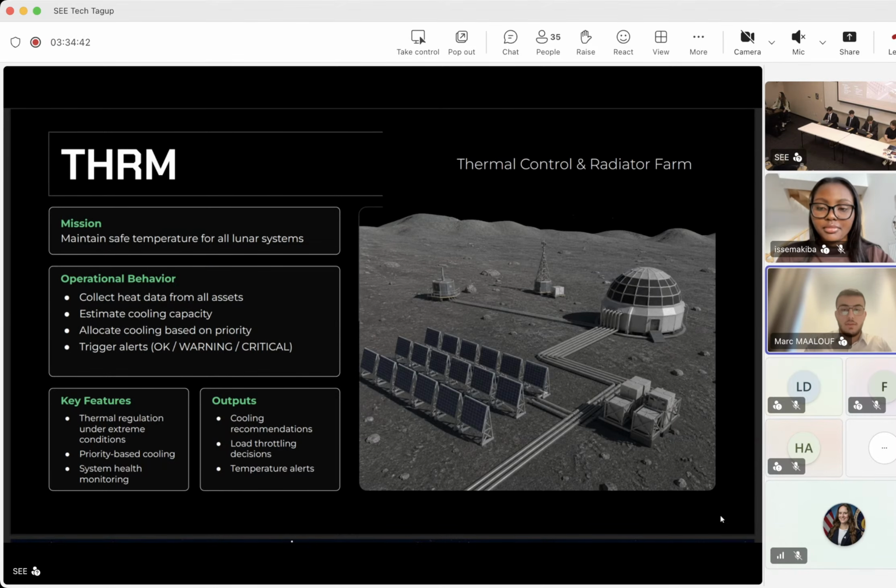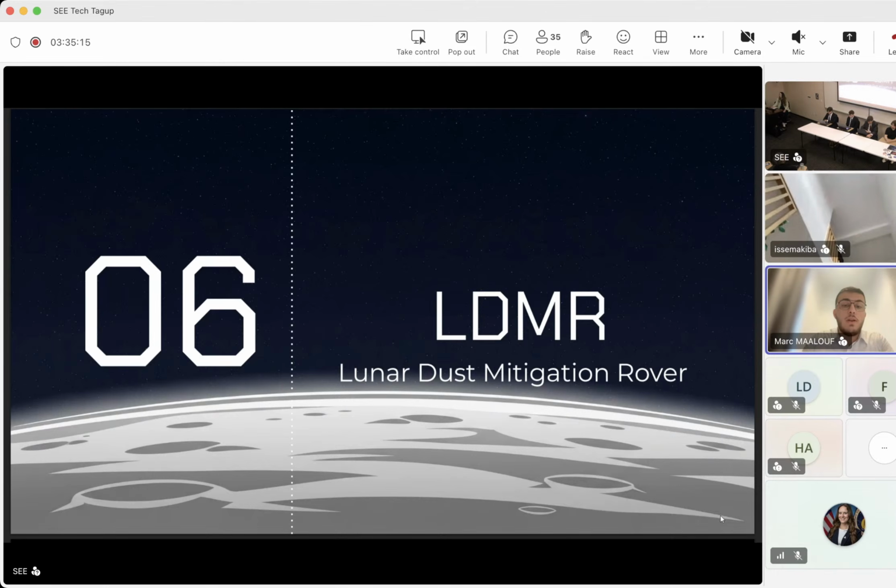The cooling process uses circulating fluid that transports heat from all the machines to the radiator before the heat is dissipated into space. THRM also provides cooling recommendations. It can reduce the activity of systems to prevent overheating, and it can also generate alerts depending on the temperature conditions. Next slide, please.